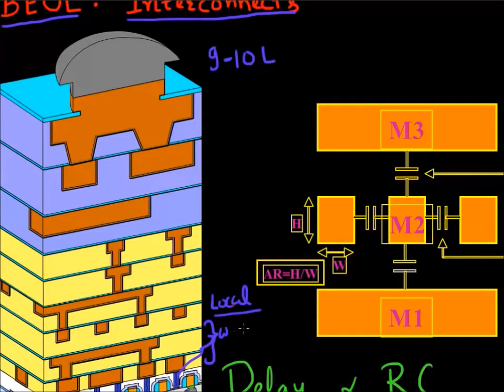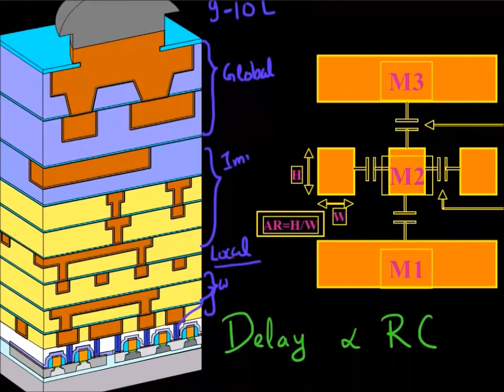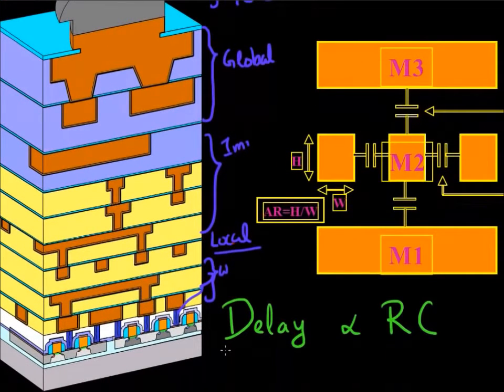So they just connect nearby transistors or nearby SRAM cells. The ones at the very top are thick lines, and they are called global interconnects, and they typically route the signals between different cores in your microprocessors. And the ones in the middle are called intermediate levels of interconnects.